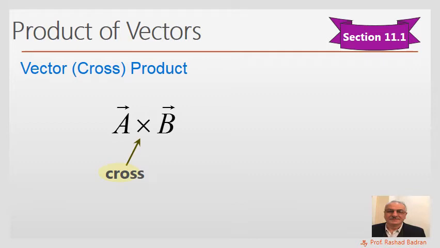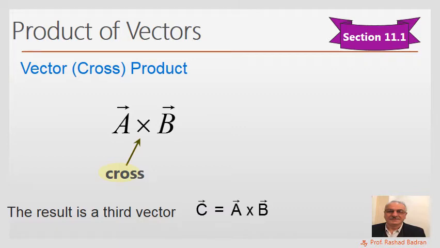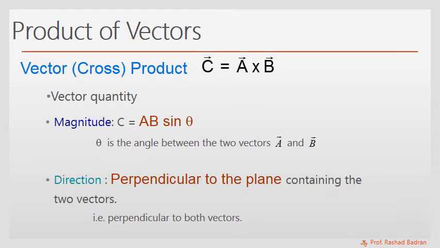and it is called a cross product due to the cross sign separating the two vectors in the multiplication process. Now, the result of this cross product is actually a third vector, maybe called C. This vector C is perpendicular to the plane of both vectors A and B, and its direction is given by the right-hand rule, and this will be demonstrated later on.